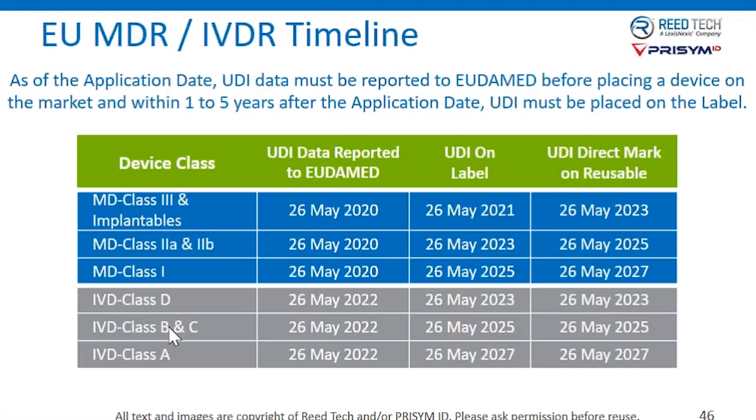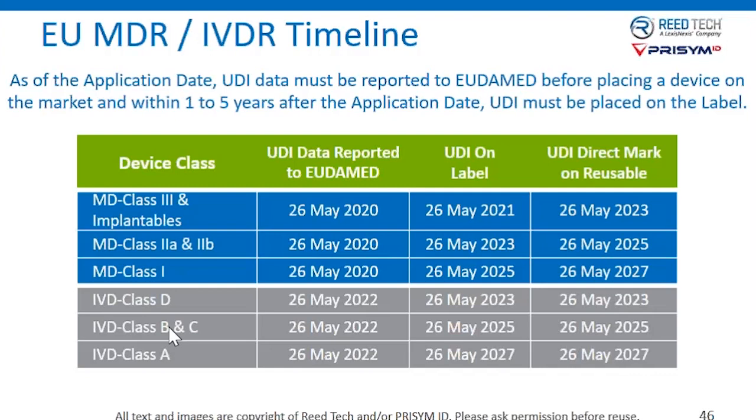I charted some of the more granular dates as they apply to various classes of medical devices and classes of in vitro diagnostics on this particular slide. And what you'll see is that early on, actually prior to the reporting of your UDI data, there's some registration that needs to be done either by you or your notified body. And come the 2020 timeframe, May 26th, this data set would need to be reported to EUDAMED for all those particular variations of classes.